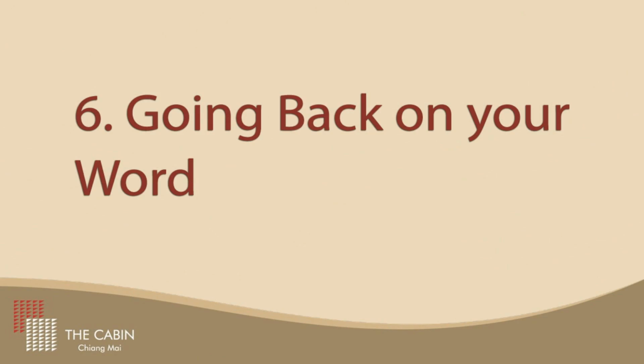The last type of enabling behavior might be one of the toughest, and it's about following through on your word. Going back on our word tells the addict that it's okay for them to continue behaving the way that they're behaving, and you know what? We're really not going to do anything about it. It's a form of failed boundaries. If we set consequences for the addict's behavior, it's important for us to follow through and for us to tolerate the guilt that goes along with whatever the consequence is.